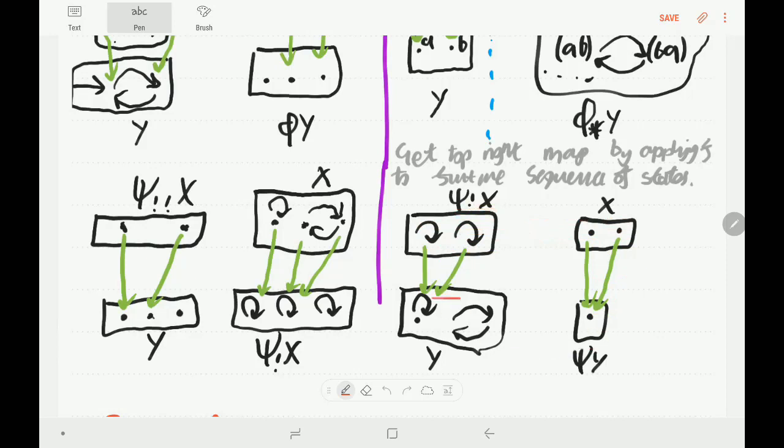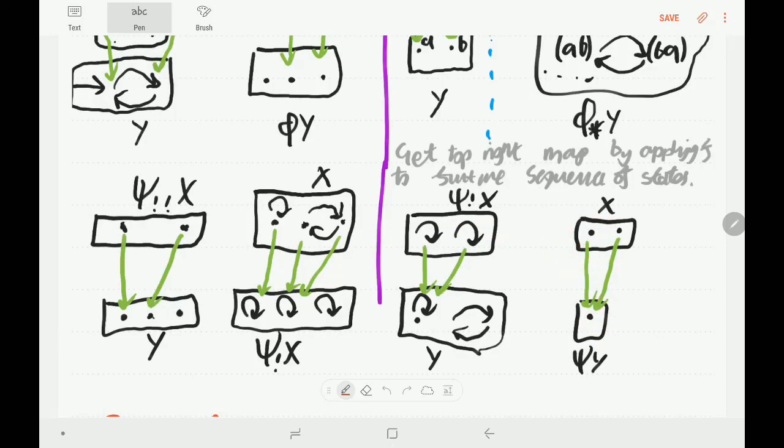I'm also trying to illustrate with this picture that a function from x to psi of y is equivalent to an arrow from this dynamical system, psi exclamation mark of x, to y. You see the way this arrow between dynamical systems works. It basically just maps the fixed points, just like this function on the right here maps the elements. Okay, so that's one thing.